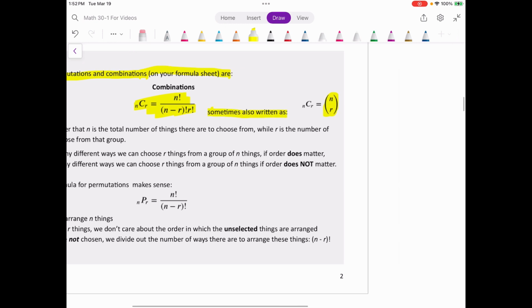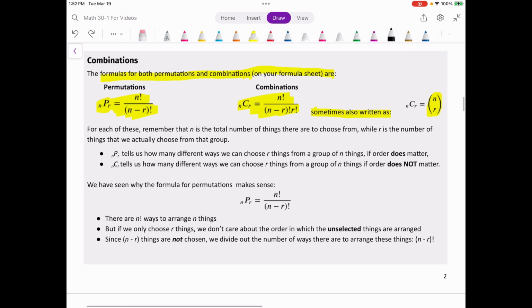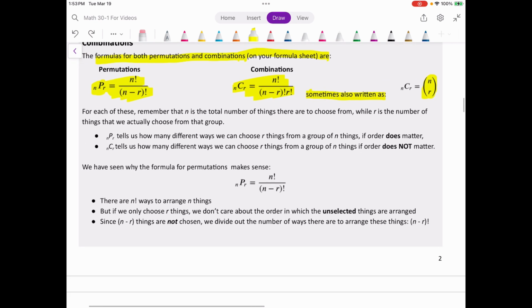So for example, if I were choosing, and I didn't care about order, 3 things from 5 options, it could actually also just be written as (5, 3), almost like a fraction, but without the line. That's just recognized to mean 5 choose 3, 5 combine 3, okay? That's what that means there. So for each of these, n means the same thing, r means the same thing as it did in the previous lesson. N is the total number of options, the things there are to choose from, while r is the number of things that we actually choose from that group, okay?